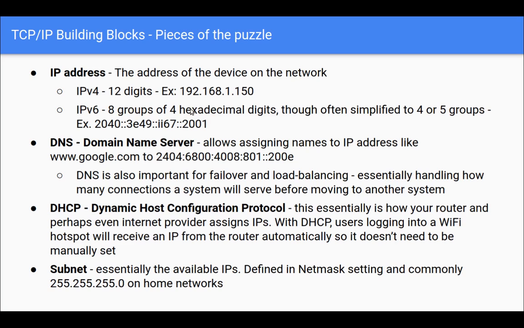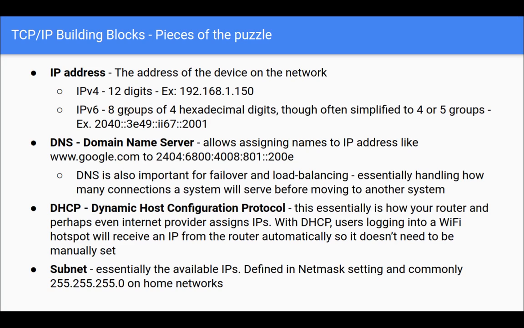There's also IP version 6, which is 8 groups of 4 hexadecimal digits. It's a much more robust IP protocol, but oftentimes people still use IP version 4 for basic networking just because it's much more human readable. It's much easier to understand and much easier to set up. So when people are setting up things like static IPs, where the IP is fixed, setting up IP version 4 is going to be a lot easier to understand.